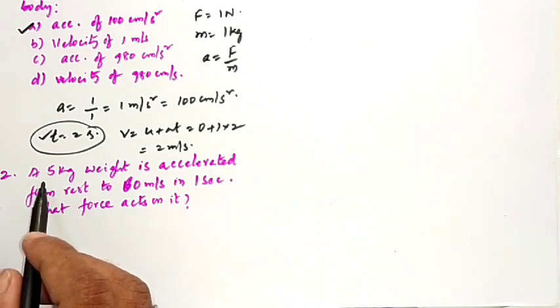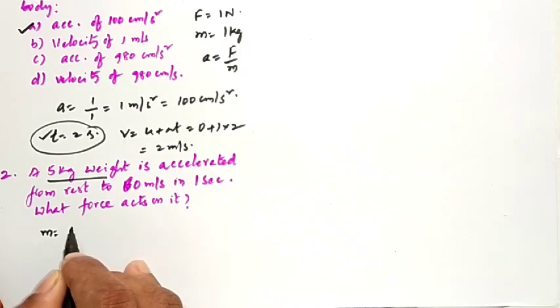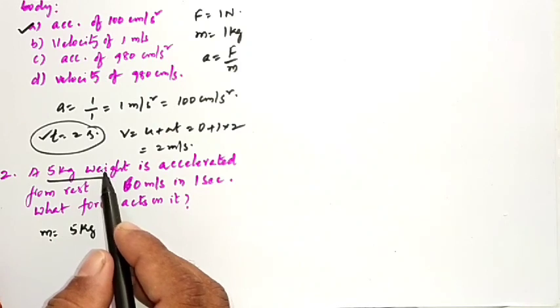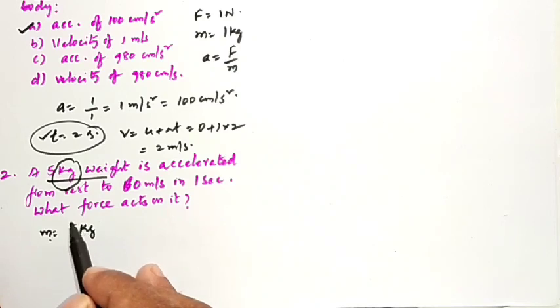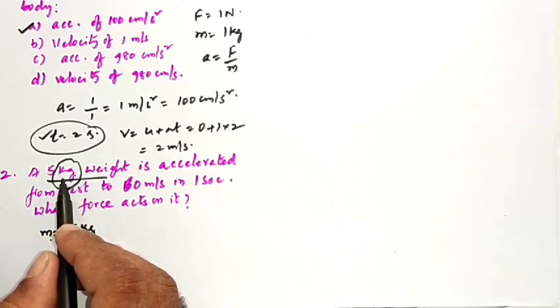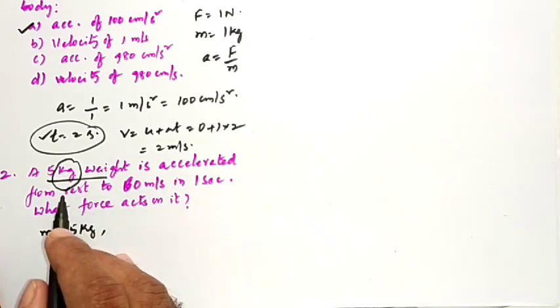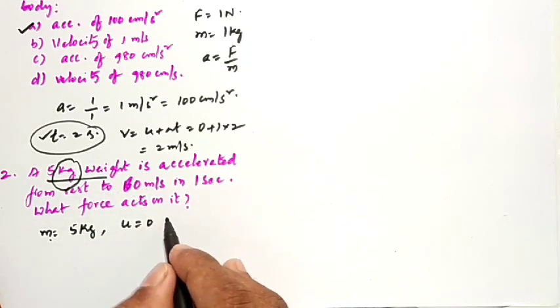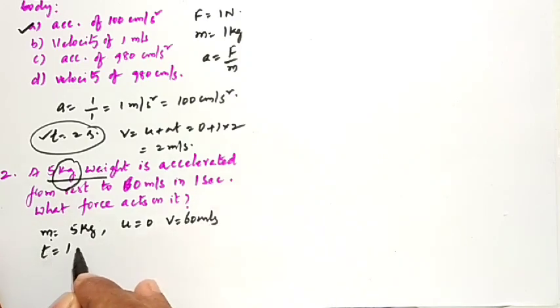So this is the second question. A 5 kg weight. So here mass is 5 kg, given. Here he is saying weight, but we have taken mass. Why? See here the unit. This is the unit of mass. So you don't worry about that. By taking the unit into consideration, you must take the physical quantity. It is accelerated from rest, so initial velocity 0 to 60 meter per second. So final velocity is 60 meter per second in how much time? 1 second. Then what is the force acting on it?